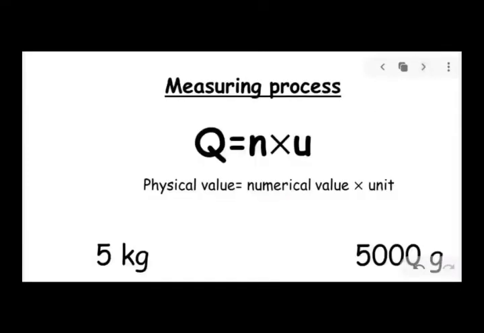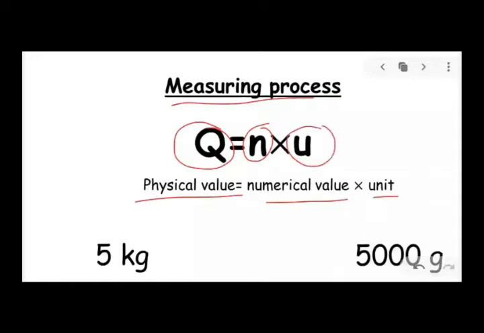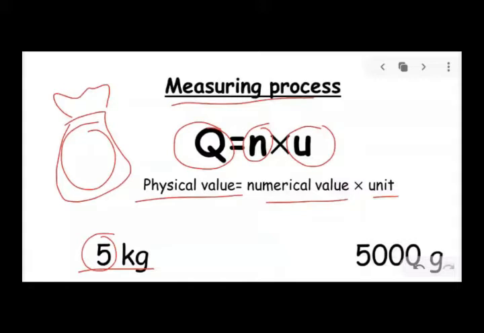Going to the next topic, the measuring process. To measure any physical quantity Q, or physical value, we denote it using a numerical value and a unit, small u. Let us take the example of 5 kg. Suppose your bag of vegetables weighs 5 kgs. What does this mean? This is a physical quantity, and in it, this 5 represents the numerical value and kg represents the unit.